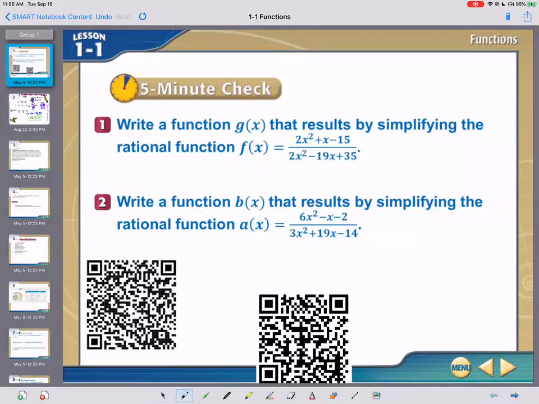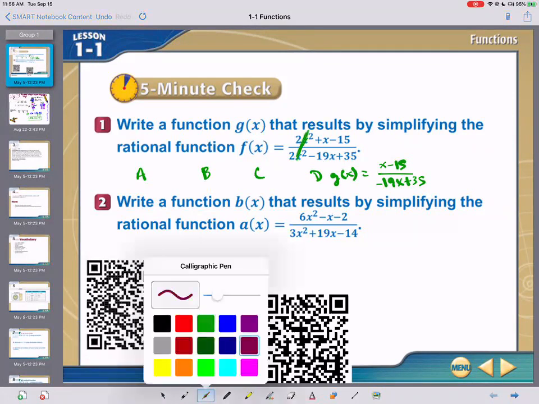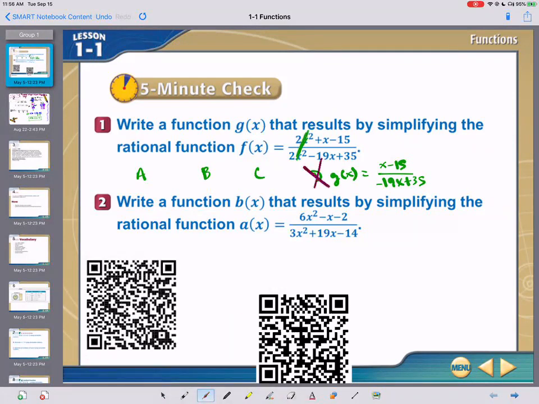So I mentioned at the very start, it's kind of like a teaser, if I had this on a test, it would be multiple choice. And one of the options would say g of x equals x minus 15 over negative 19x plus 35. And the hope would be, that distractor, that a student just thinks, oh, I can cancel those out. There's my answer. But this would be your wrong answer.